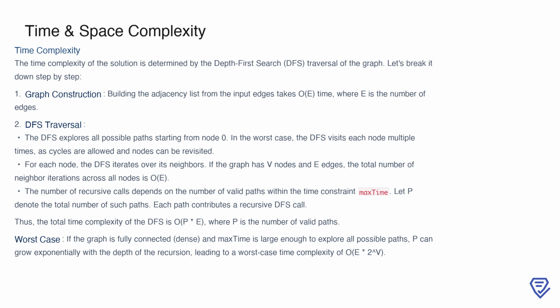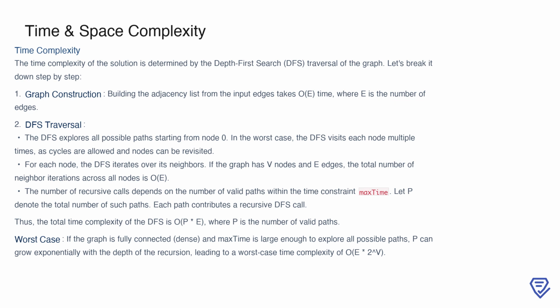To analyze the time complexity of our solution, we start with the depth-first search, or DFS, traversal of the graph. First, constructing the graph into an adjacency list from the input edges takes E time, where E represents the number of edges. This is straightforward as we simply loop through the edges and populate the list. Next, the DFS itself comes into play. Here, we explore all possible paths starting from node 0. Since cycles are allowed and nodes can be revisited, the DFS may visit each node multiple times. For each node, it iterates over its neighbors, and across all nodes, this results in a total of E neighbor iterations, given that the graph has V nodes and E edges.